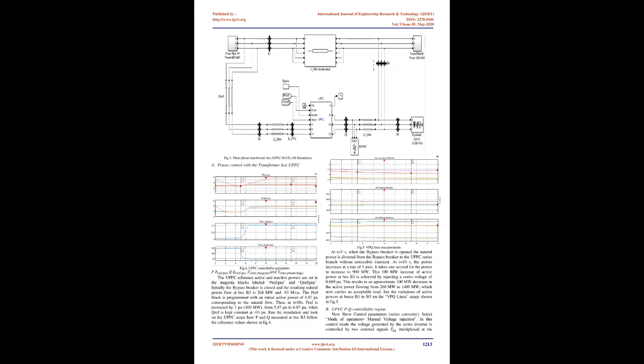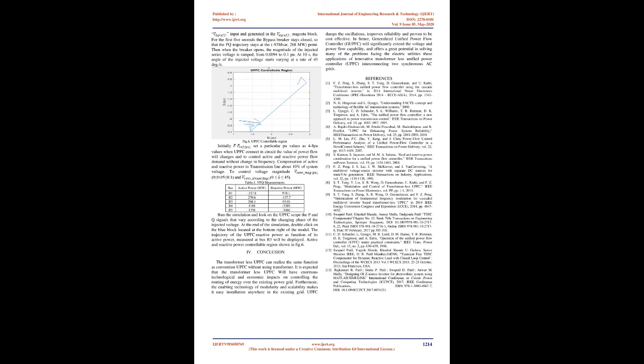Run the simulation and look on the UPFC scope how P and Q measured at bus B3 follow the reference values shown in figure 4. Fig.5 VPQ lines measurements. At t equals 5 s, when the bypass breaker is opened the natural power is diverted from the bypass breaker to the UPFC series branch without noticeable transient. At t equals 10 s, the power increases at a rate of 1 pu/s. It takes 1 second for the power to increase to 900 MW.